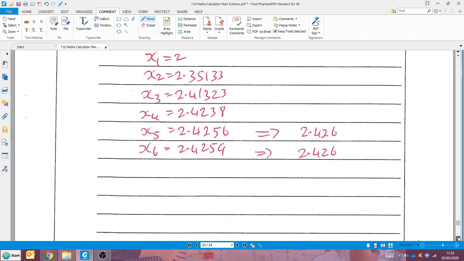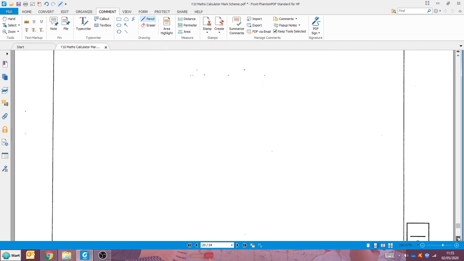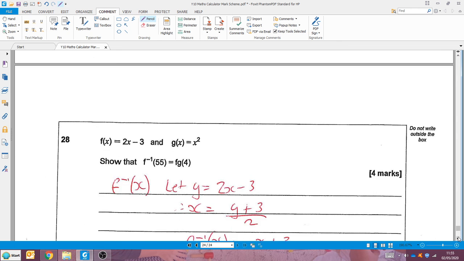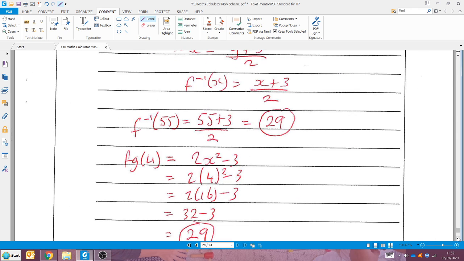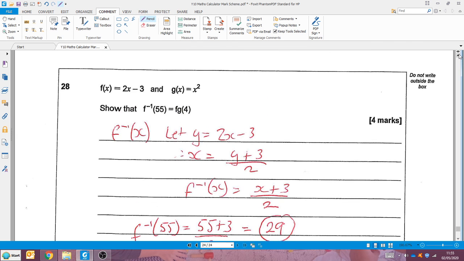What's it doing up there? What's next? Beautiful grade 9 question. I was so pleased. Many of you got this completely correct. I was very happy. Let's look at it.